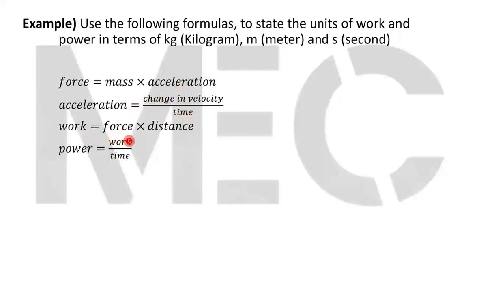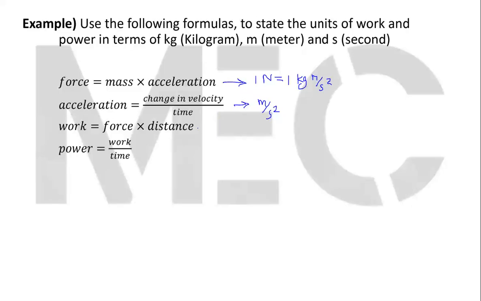Work is force times distance. And power is the rate at which work is done or energy is consumed. Energy over time or work over time, it is the same thing, because work and energy have the same units. So we learned that the unit of acceleration is meter per square second, and we learned that the unit of force, which is Newton, is kilogram meter per square second.